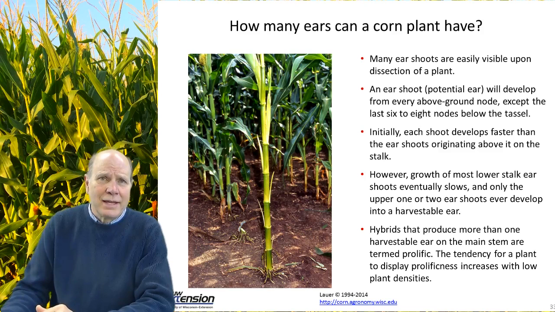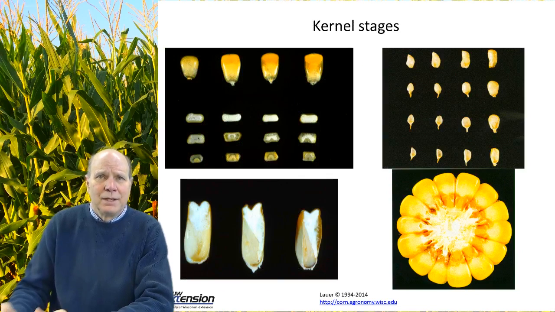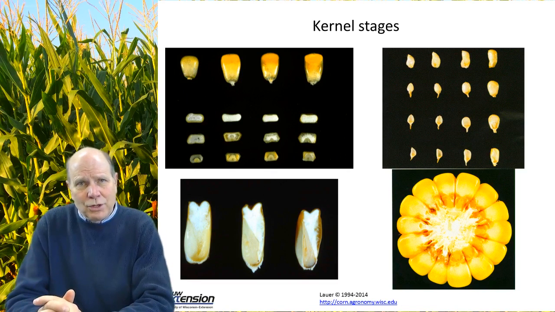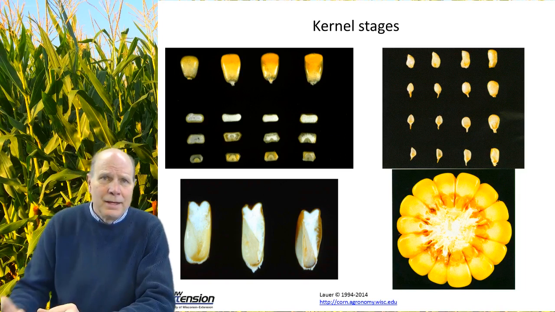Again, you'll have about 8 ear shoots develop on that plant. This shows a plant that has had its leaves stripped away, and you can see the individual ear shoots there, and the dominant ear, of course, is the uppermost ear shoot on the plant. The kernels then go through various stages: blister, milk, dough, dent, and then physiological maturity. And you can see some of those stages right here.